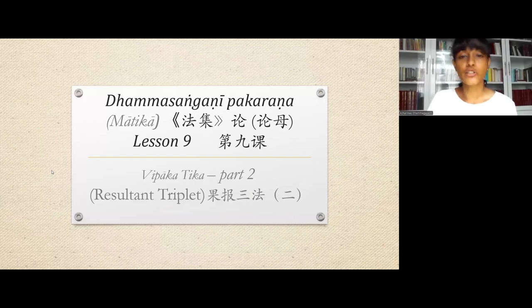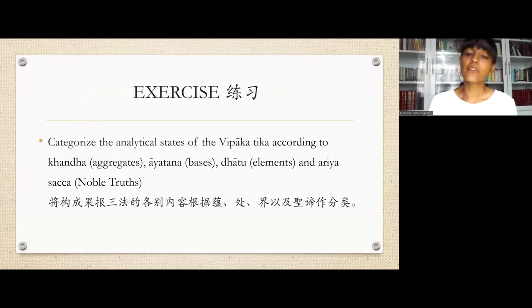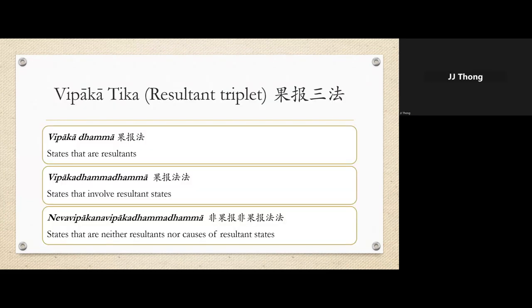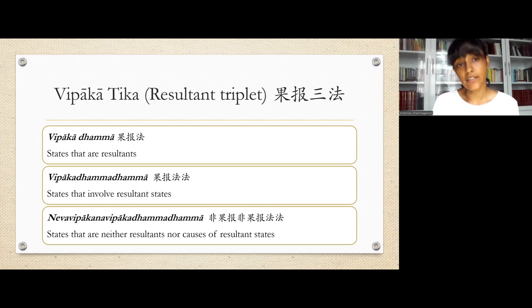All right, we'll move on to the next section, that is classification of the Vipāka Tika according to khandha, āyatana, dhātu, and ariya sacca. So again, a quick recap, Vipāka Tika consists of Vipākadhamma, Vipākadhamma, Nevavipāka, Nārada. So the first being states that are resultants. States that involve resultant states, and finally states that are neither resultants nor causes of resultant states.